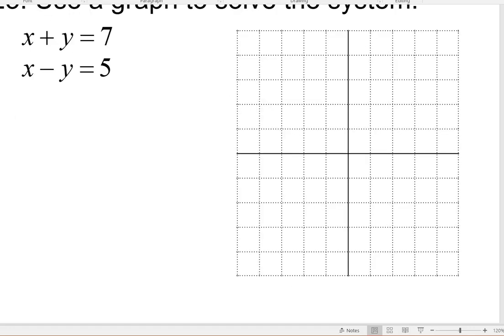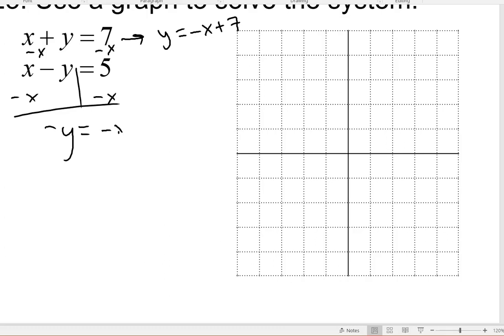Let's talk about systems. I will be asking you to graph. So you need to be able to handle these. I'm not going to try to make it too tricky. Just make sure that you get each one in y equals mx plus b form. So this one is y equals negative x plus 7. This one, if I move the x, is a little trickier. Negative y is equal to negative x plus 5. We divide by the negative, so that positive y is equal to x minus 5.